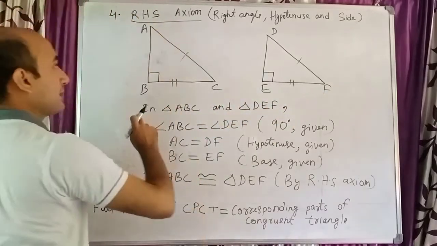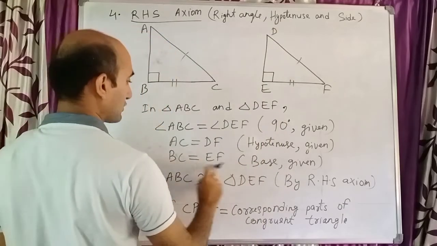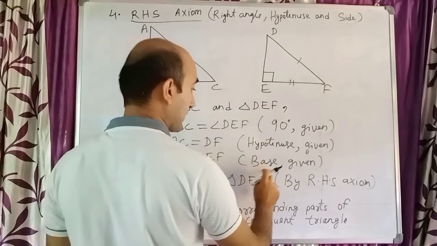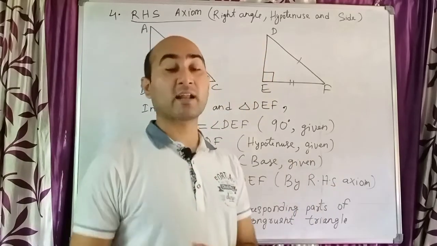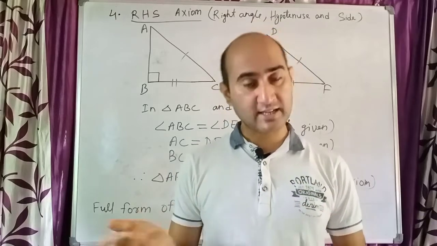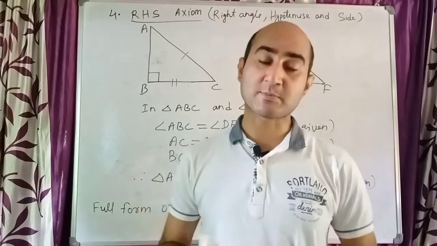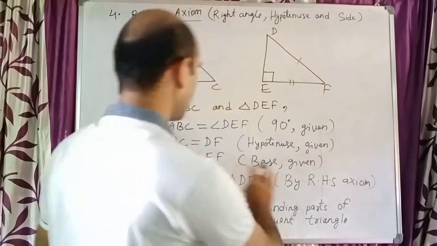If I take AB equal to DE, then here I would write AB equal to DE, and I would write perpendicular given, but here I will write side only. That means perpendicular and base are named as side, hypotenuse is named as H, and the 90 degree angle is named as R, that is right angle. So this is the fourth condition.